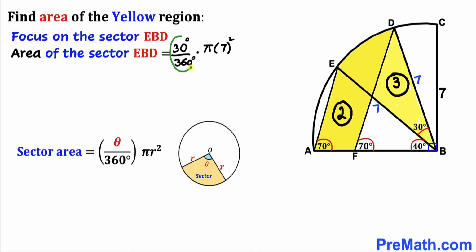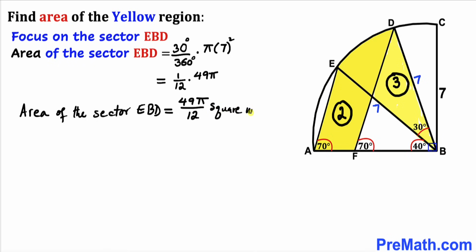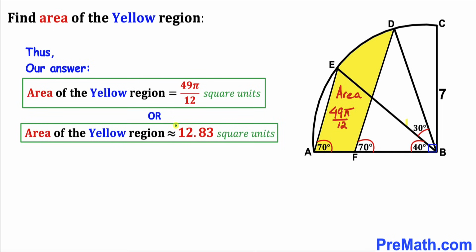Now we can see 30 degrees divided by 360 degrees reduces to 1 divided by 12. So the area of the sector EBD is 1 divided by 12 times 7 squared, which is 49, so 49 pi divided by 12 square units. Thus the area of this yellow shaded region AEDF turns out to be 49 pi divided by 12 square units, and that could also be written as approximately equal to 12.83 square units. And that's our final answer.